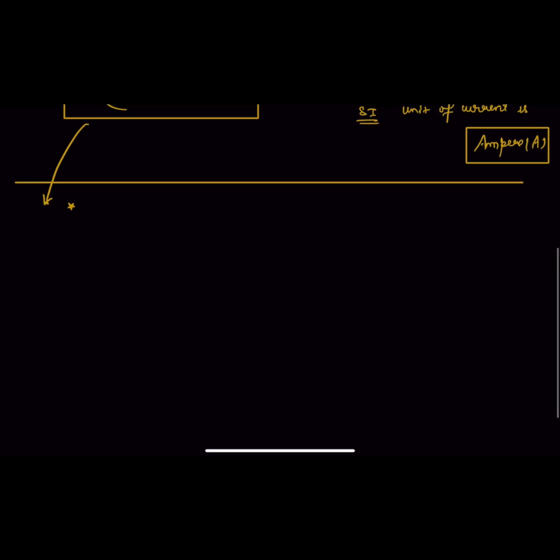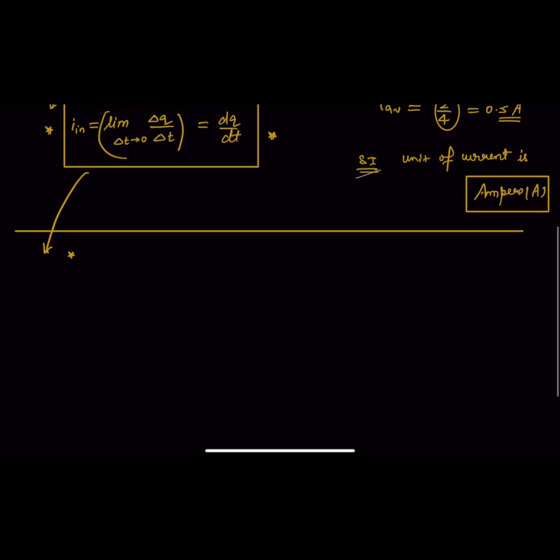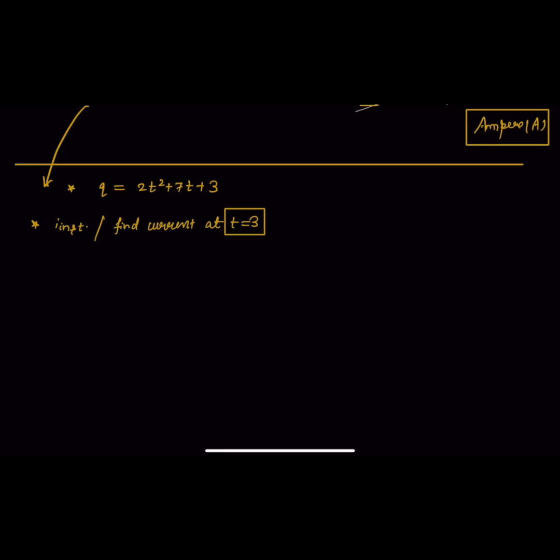Let's say the charge flowing through a particular wire has an equation, let's say, 2t square plus 7t plus 3. And I'm asking you to find the instantaneous current, or they can simply say find the current at t equals 3 seconds. So you have to do nothing. You already know that the question is asking for current at an instant because it is not giving a time interval, it is giving a time instant.